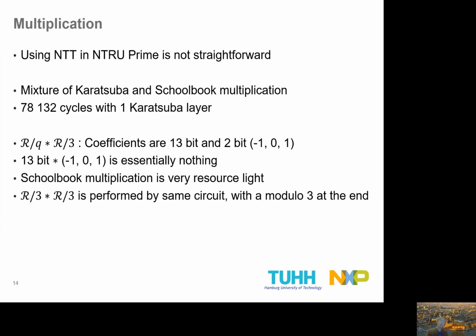An interesting thing here is that we never multiply two polynomials in R2. One of the polynomials is always in R3. So yeah, we are multiplying one in R2 with one in R3. And this means that the coefficients for the one polynomial are 13-bit, but from the other are only 2-bit. And in fact, are not only 2-bit, but are only -1, 0, and 1.